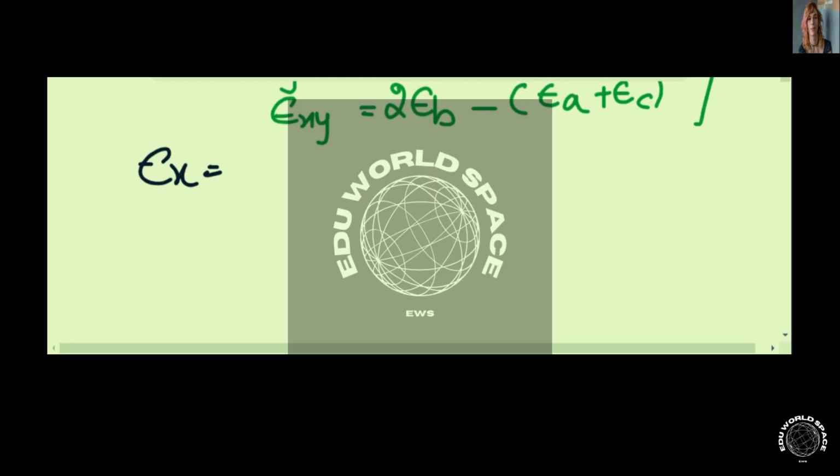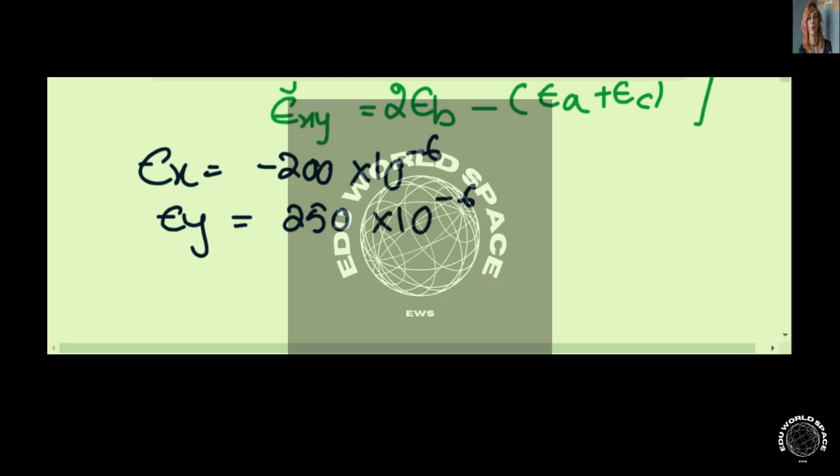So the strain acting in the x direction is equal to negative 200 into 10 raised to power negative 6. The strain acting in the y direction is equal to 250 into 10 raised to power negative 6, right? And for the strain epsilon sub xy, you have the values, you just need to plug them in and you get 550 into 10 raised to power negative 6, right?